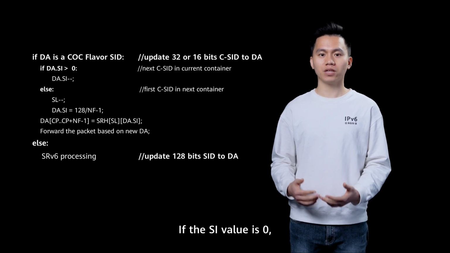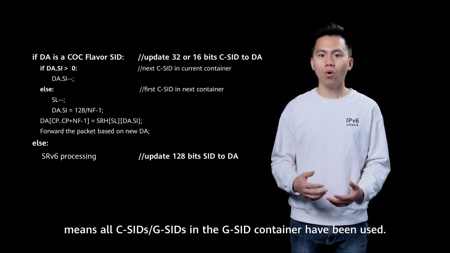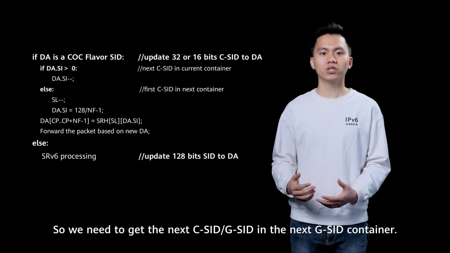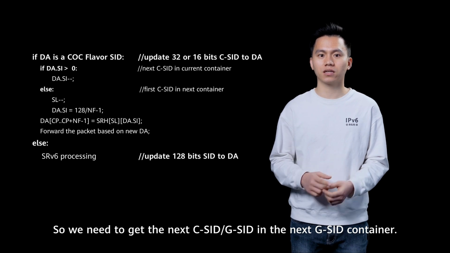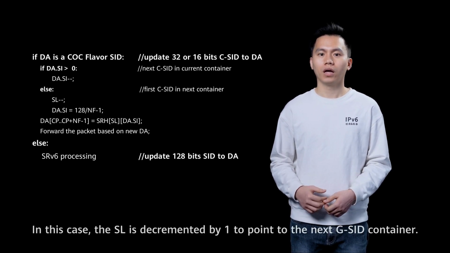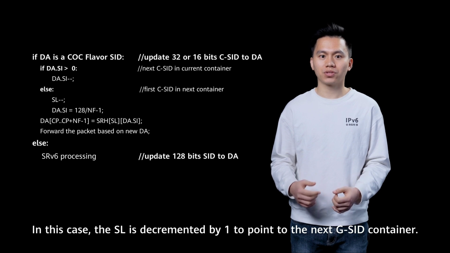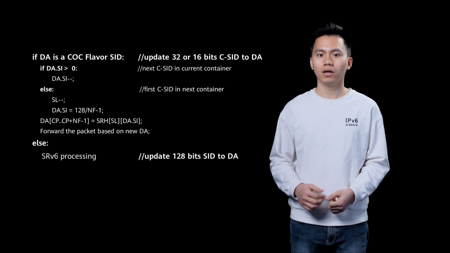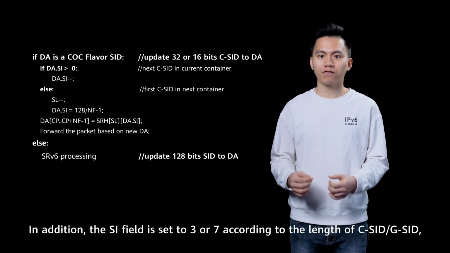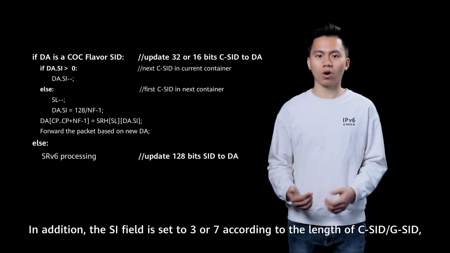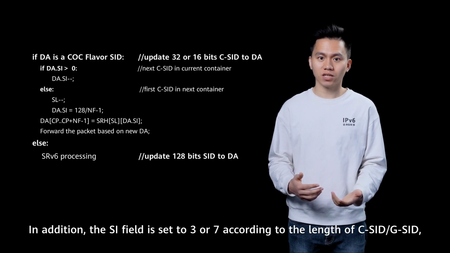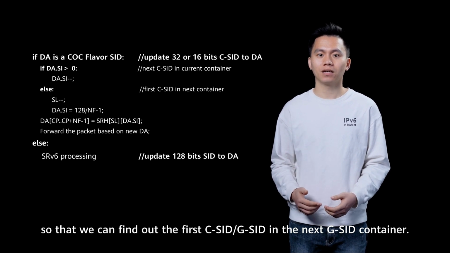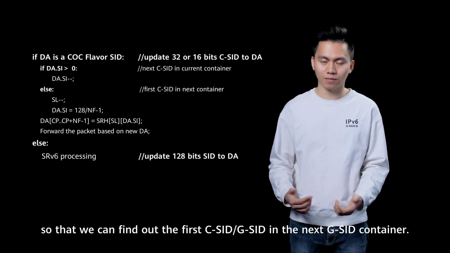If the SI value is 0, it means that all seeds in the G-SRv6 container have been used. So we need to get the next seed in the next G-SRv6 container. In this case, the SL is decremented by 1, pointing to the next G-SRv6 container. In addition, the SI field is set to 3 or 7 according to the length of the seed, so that we can find out the first seed in the next G-SRv6 container.